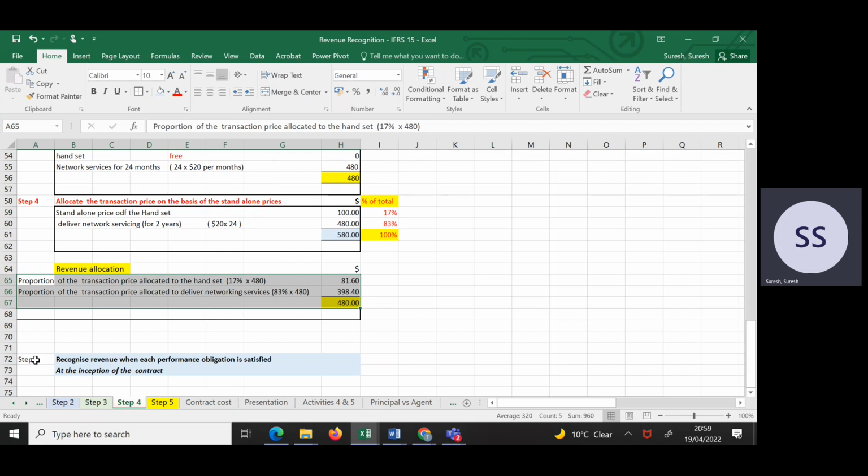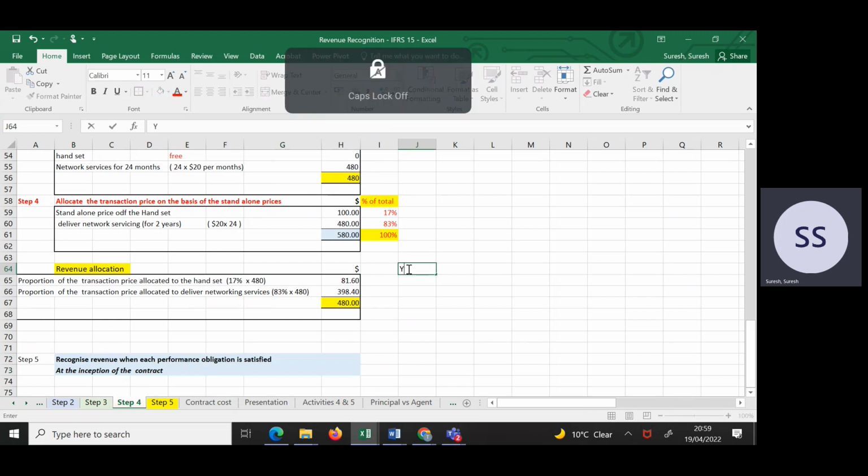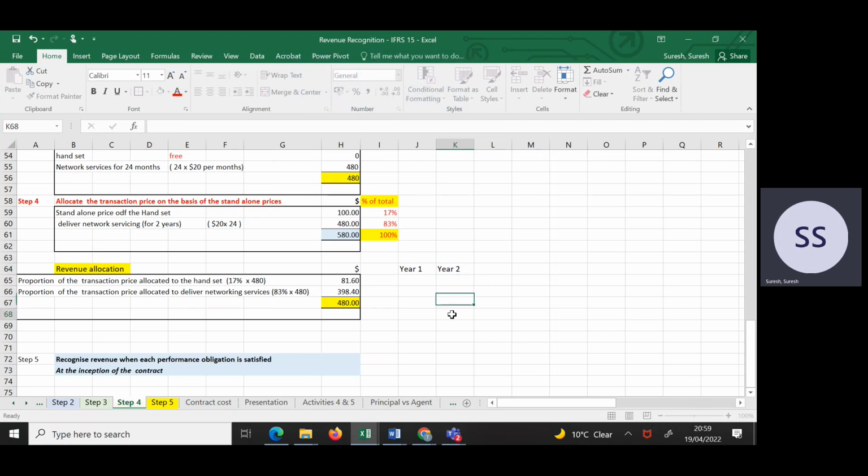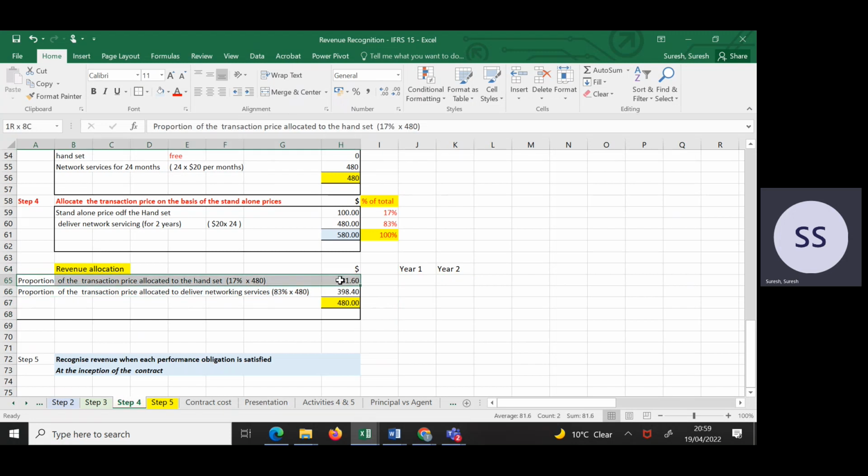The next step would be step 5, which we haven't done and which I would cover in the next video, but I can write it here. Suppose you've been asked to allocate this revenue to year 1 and year 2. Once I deliver the handset, that would fall into year 1 revenue. The revenue needs to be allocated accordingly to the standalone prices, so that would fall within year 1 revenue.